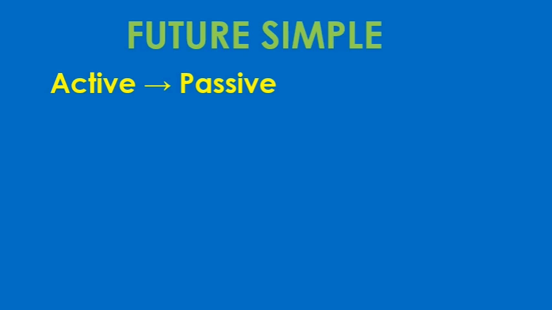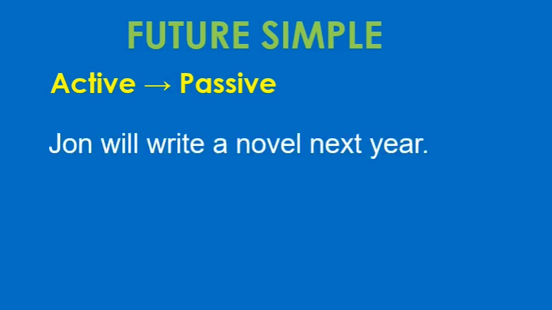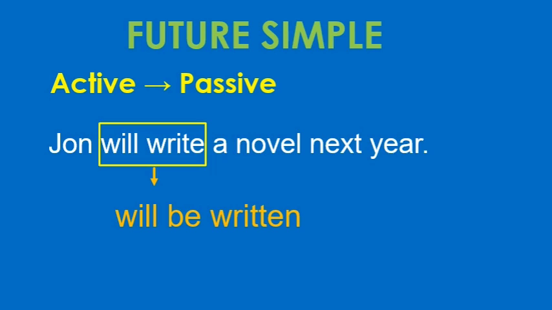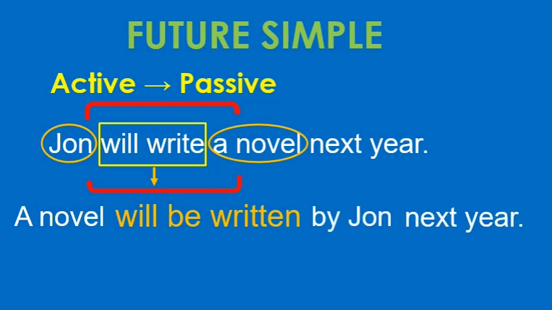Future simple, active to passive. Example, John will write a novel next year. This is easy because if you look at the verb, it's will write, there is only one possibility, that is will be written. So whatever subject, it will be, and then plus verb 3. Again, just like before, exchange subject and object. So a novel will be written by John next year, because there is no more option, so it's easy. Again, a novel will be written by John next year.